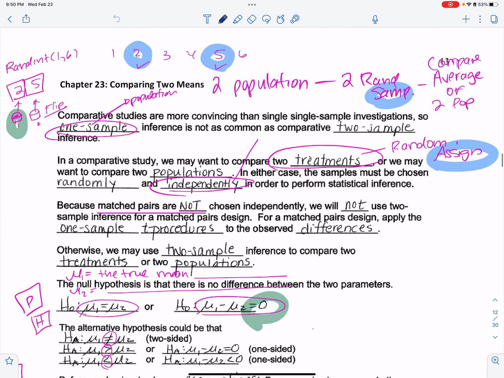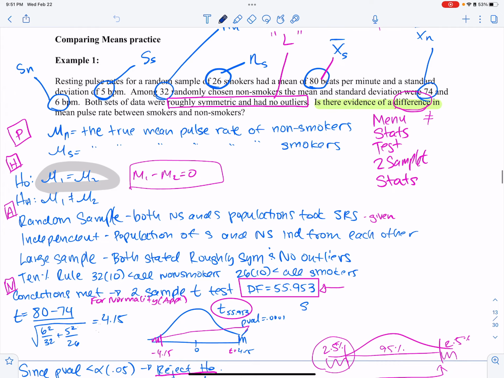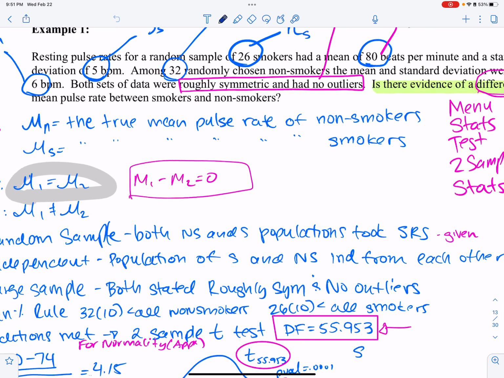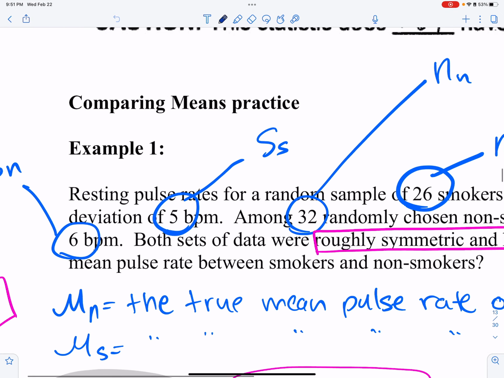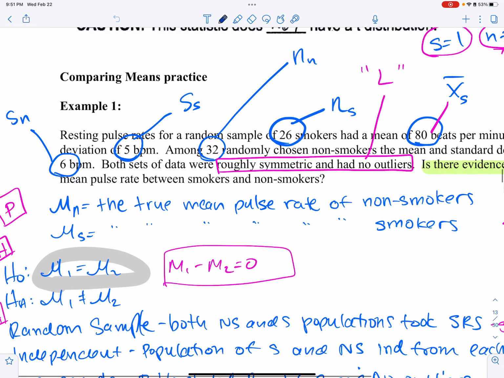Here we go. All right, so we're going to start here with mu n is the true mean pulse rate of non-smokers, and mu s is the true mean rate of smokers. You are welcome to use 1s and 2s instead of n's and s's. It's up to you. Doesn't matter.